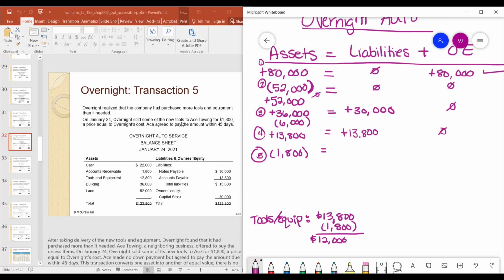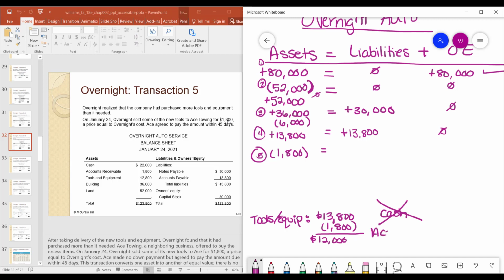It says they sold those new tools to Ace Towing for $1,800. Ace agreed to pay the amount within 45 days, so relatively short term. So are we receiving cash right away from Ace Towing for the $1,800 worth of tools and equipment? Are we getting cash right away from that other business? No, right? Because it says Ace agreed to pay the amount within 45 days. They get to pay later. So is there any cash involved in this transaction? There is not. But there is this one asset account that's the next best thing to cash.